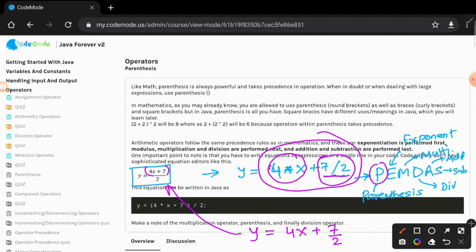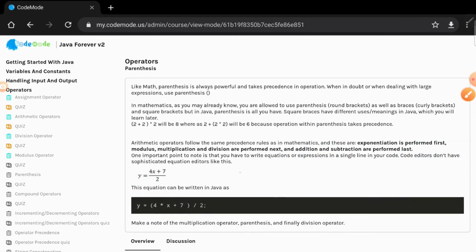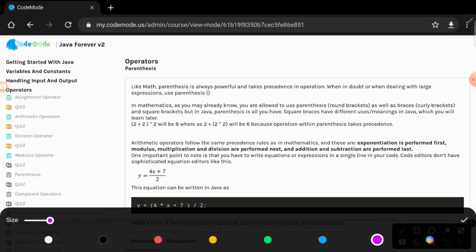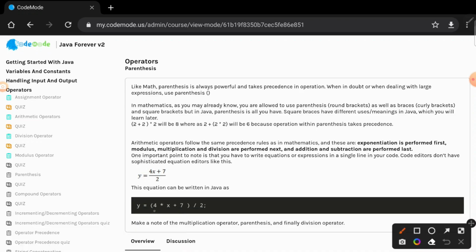So in order to write this, I'm going to rewrite this equation like this. I'll say 4 multiplied by x plus 7, and then put it in the parenthesis like this, and then overall by 2. And by doing this, we are saying this piece 4x plus 7 is first computed, and then overall is divided by 2. So that's the power of parenthesis.